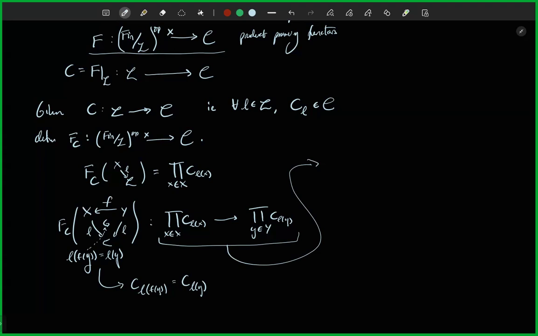To define this map, for any y in Y, we need some map from the product of x in X of CLX to CLY. That's by the universal property. And what we can do here is note that this is equal to CL of f of y, as we have said over on the other side. So we can take the projection onto f of y.